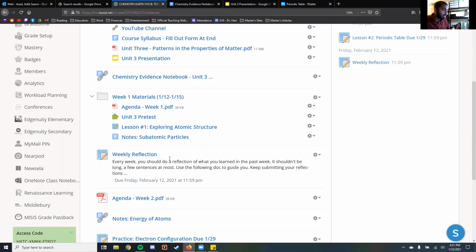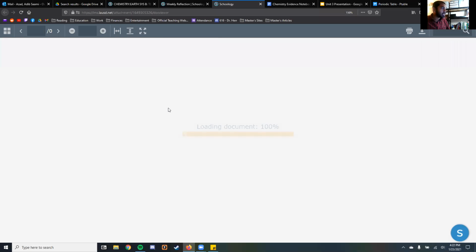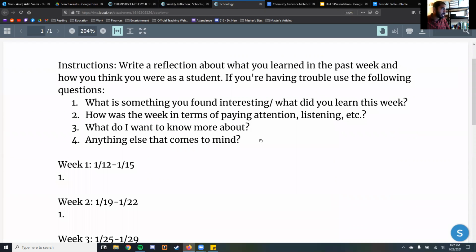Something I want to point out is that something new we're doing this semester are these weekly reflections. Every Friday or that weekend, you should write a reflection about what you learned or saw interesting or didn't know about, and turn it in. Use this document to guide you, but it's just a guide. Go ahead and take a look here. Let that load in. You just answer these questions.